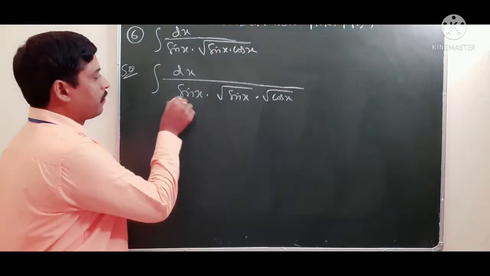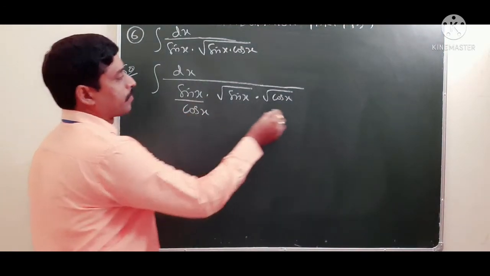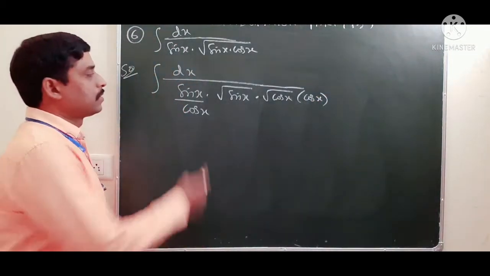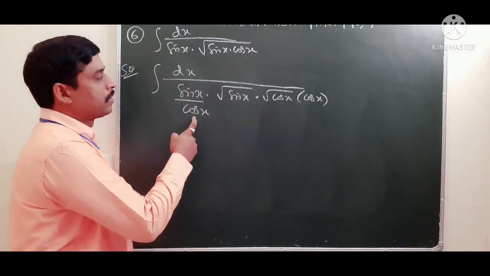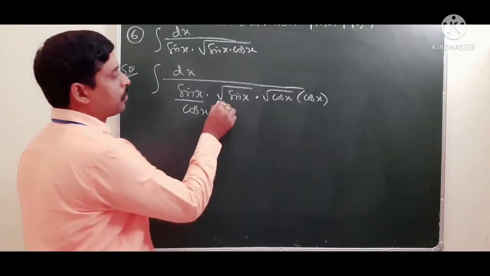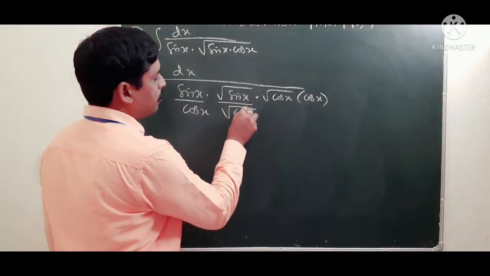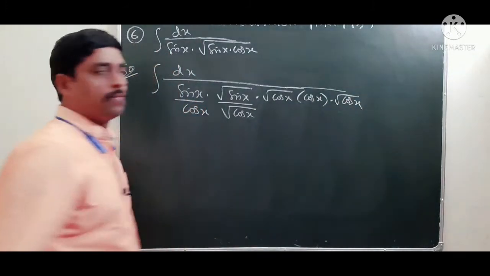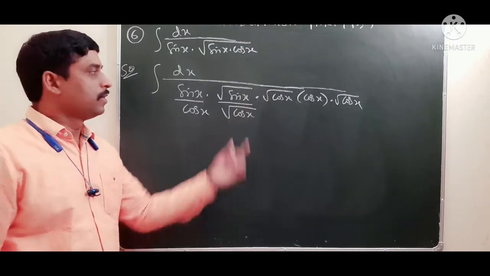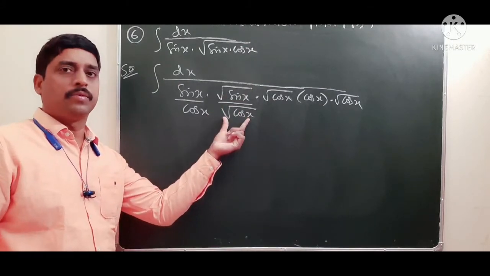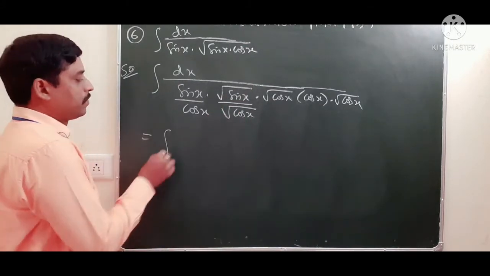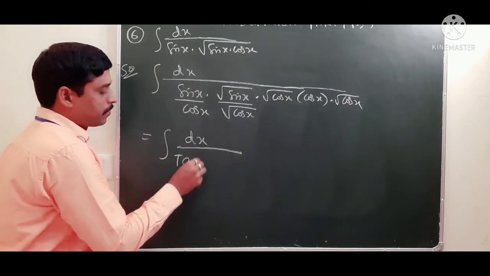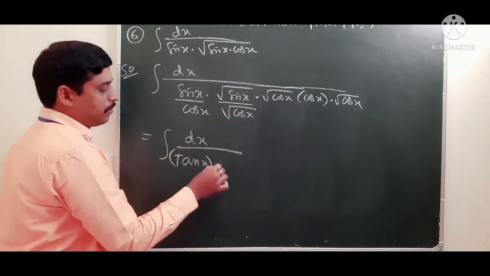So divide and multiply by cos x. So sin x by cos x will be tan x. Also divide and multiply by root cos x. So root sin x by root cos x is root tan x. Integral dx by sin x by cos x, this will be tan x, into this will be root tan x.